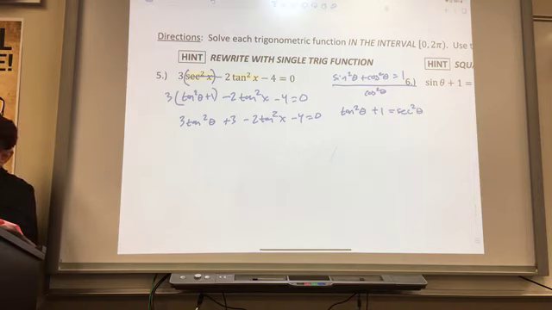Hey, Delano. Help us out. Now, I switched from thetas to x's in the middle of the problem. What am I even doing?